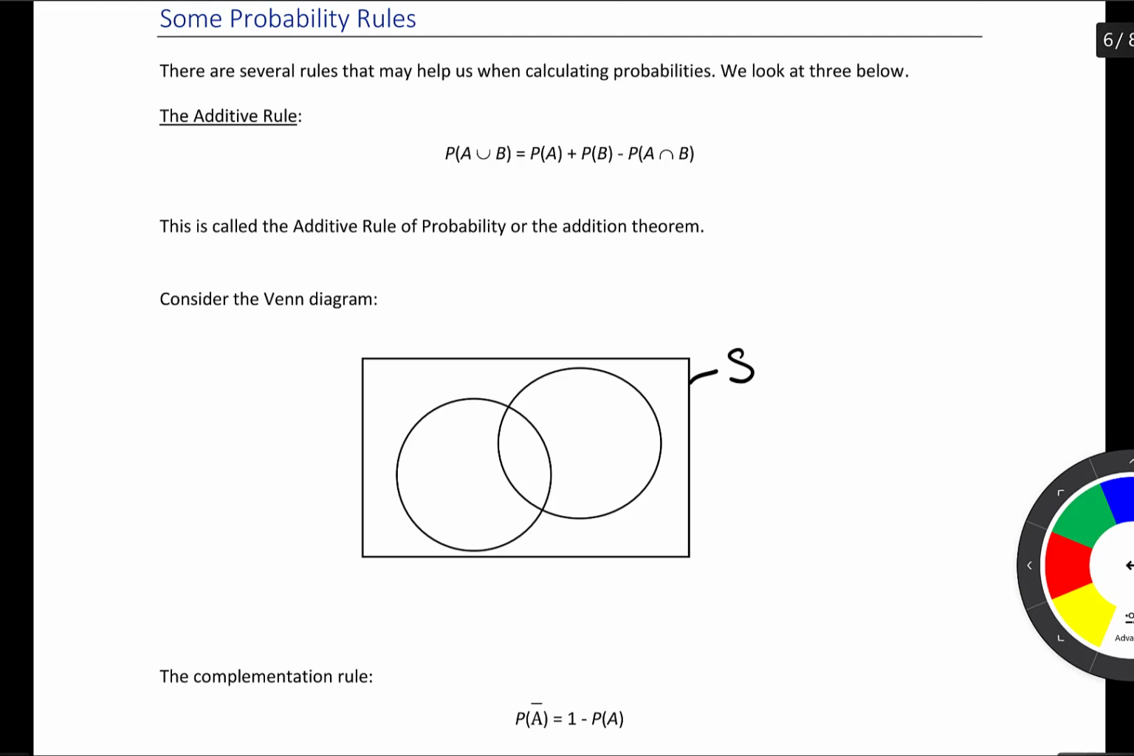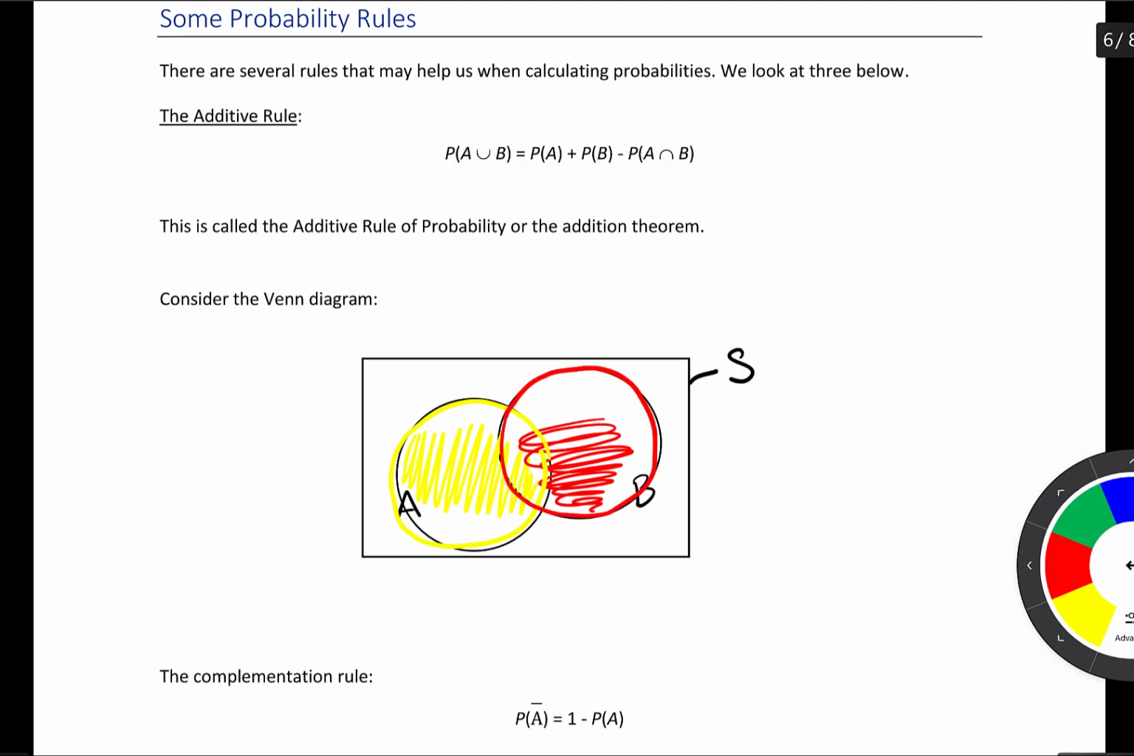So again, let's let the box represent our sample space. We'll let the first circle represent A and the second one B. So let's look at what's going on here. If I look at A, notice A is everything inside of this circle. And if I look at B, everything is inside of this circle. So when I add on the probability of A, we're looking at everything from this circle. And then for B, everything from this circle.